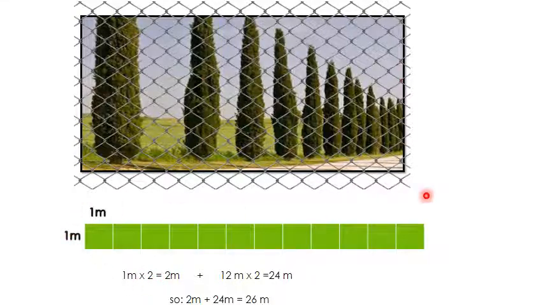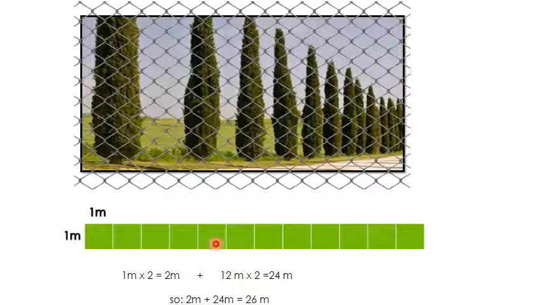And then we know that this is a total of 12 meters. So we need 2 times this. So 12 meters times 2, because we need to cover 2 sides. That equals a total of 24. So 2 meters plus 24 meters equals 26 meters. So in other words, we have covered the area around, we have put fencing around this area.